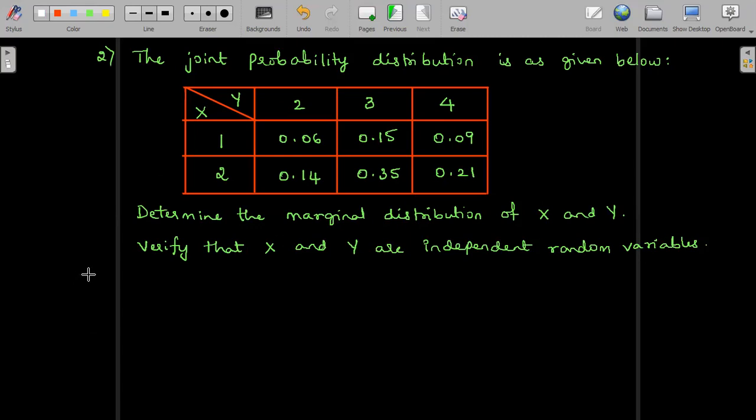So we recall the definition for marginal distribution. We can obtain the marginal distribution of x by summing up all the respective row entries for the values of x, and we can obtain the marginal distribution of y by adding up all the column entries of y. So for y equal to 2, the column entries are added, and for y equal to 3, the column entries are added. That is the first part of the problem for us, to find the marginal distribution of x and y.